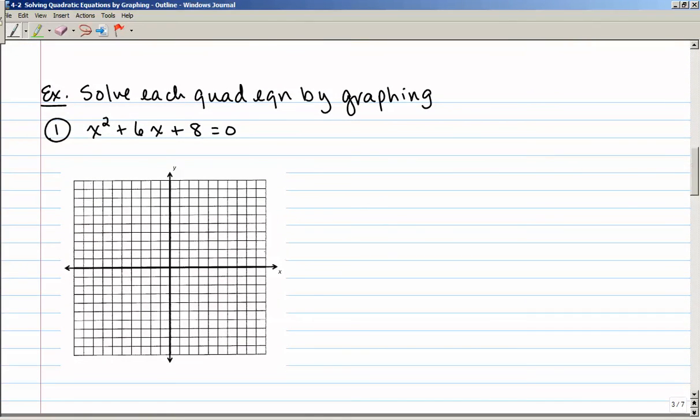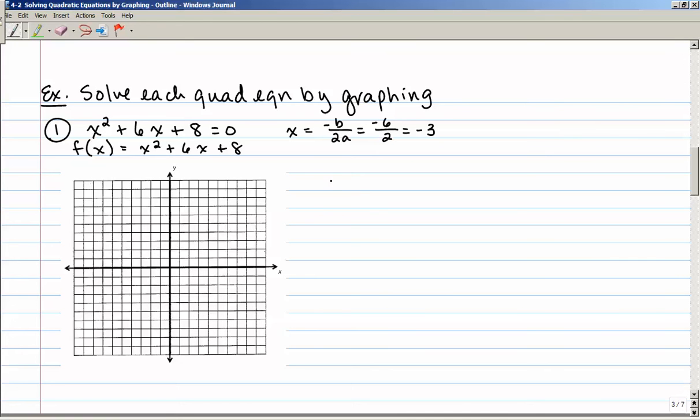The first one is the quadratic equation x squared plus 6x plus 8 equals 0. So I'm going to graph the related function, which is f of x equals x squared plus 6x plus 8. And in order to graph that, I need to make a table of values, and I need to know what the vertex is. So I'm going to use the little formula that we learned in the last section, x equals negative b over 2a. So that's going to be negative 6 over 2, or the x-coordinate of my vertex is going to be negative 3.